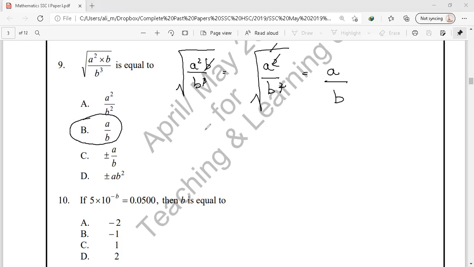So let's see question number 10. In question number 10, we have the expression 5 into 10 raised to the power minus b that is equal to 0.0500. So let's convert this expression into the scientific form. Then the decimal will come after 5. So this will become 5 into 10 raised to the power minus 2, because we have shifted two digits toward the right.